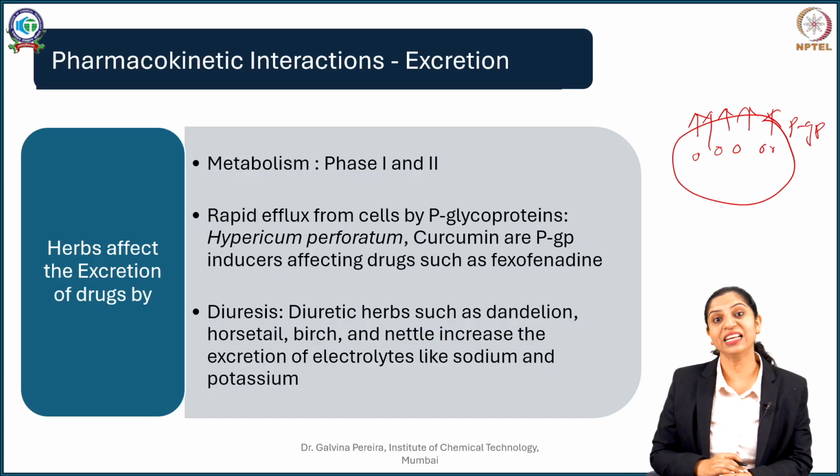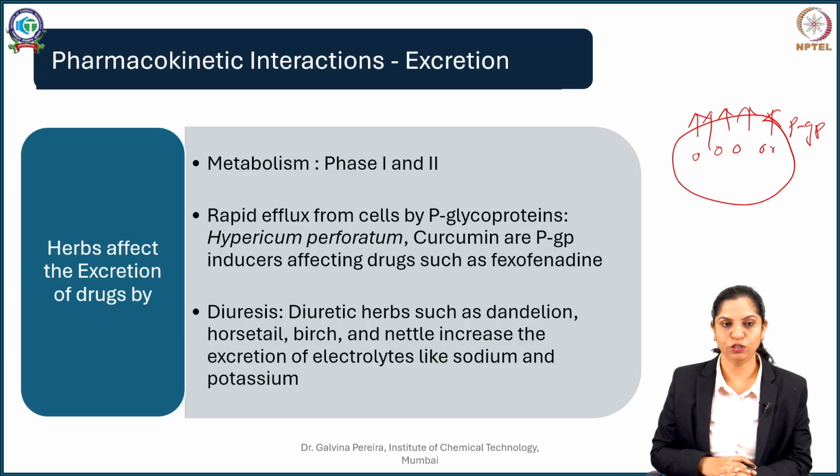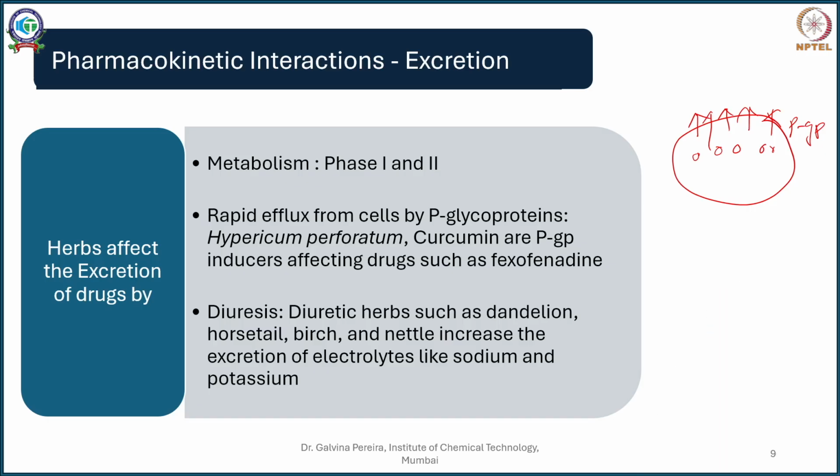So in this we have an example of dandelion. Dandelion extracts are given as anti-inflammatory. You will see even horsetail, birch or nettle have also diuretic properties. Even your tea is known to be a diuretic. So in that case, when it causes a rapid elimination of water from the body, it takes along the electrolytes. And imagine your drugs which are affected by the electrolyte concentration will also be affected because of it. So this is how ADME interactions of herbs are seen with drugs.